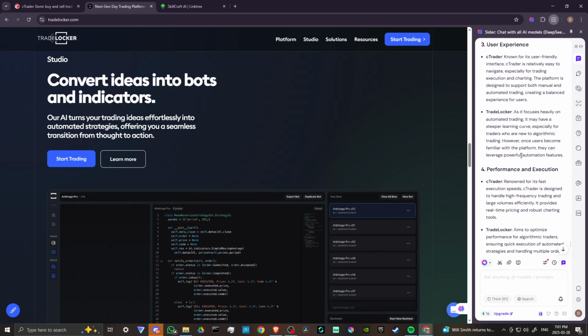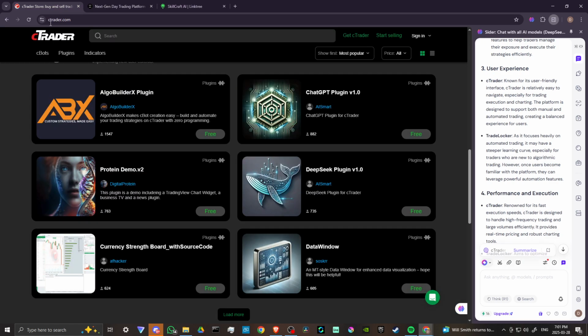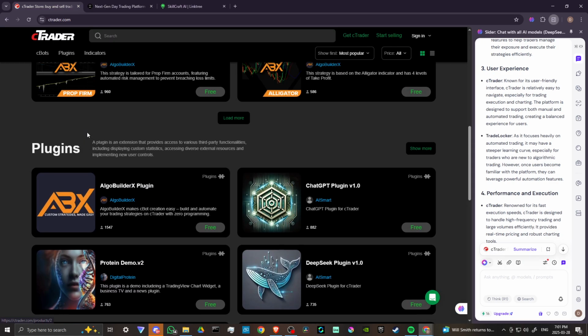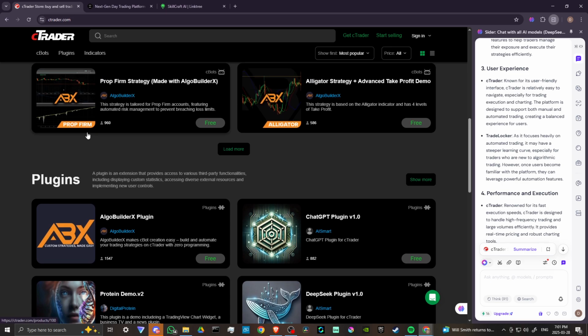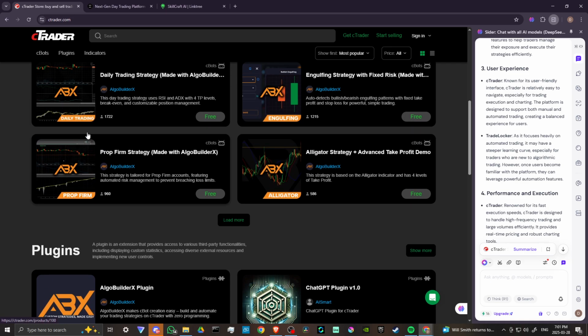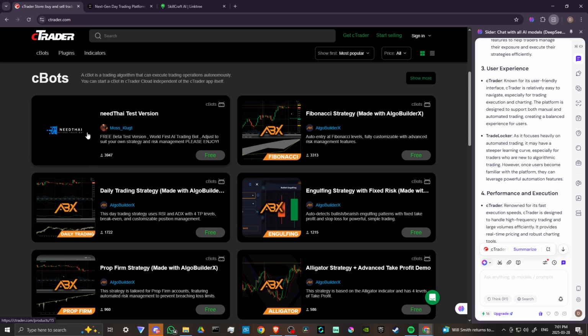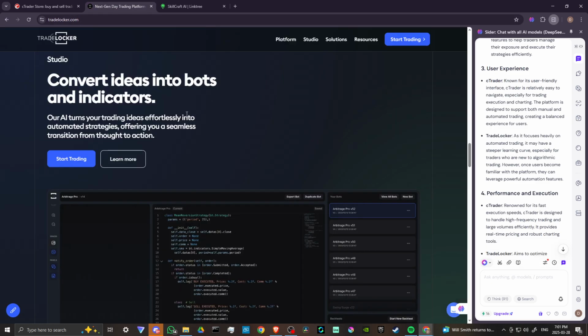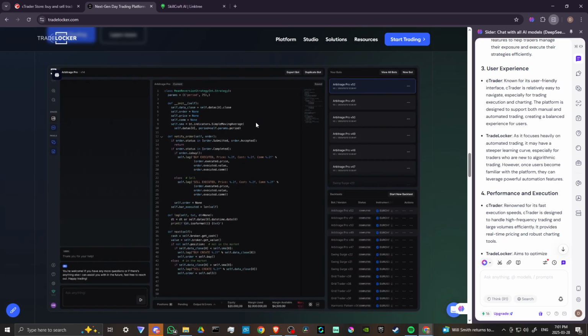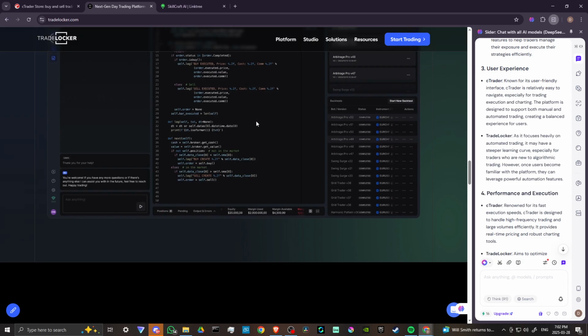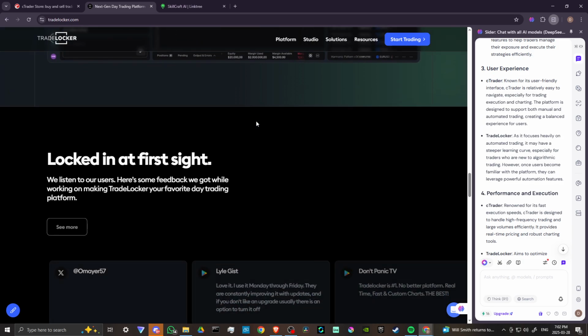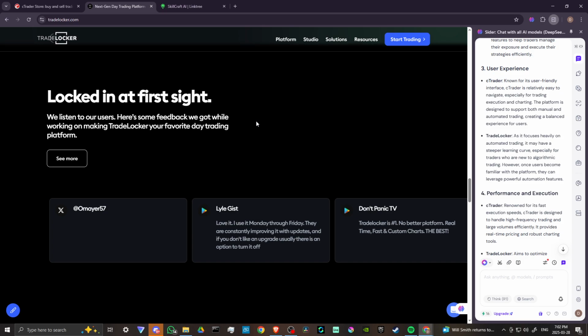Ctrader is known for its user-friendly interface and is relatively easy to navigate, especially for trading execution and charting. The platform is designed to support both manual and automated trading, creating a balanced experience for users. Tradelocker, as it focuses heavily on automated trading, may have a steeper learning curve, especially for traders who are new to algorithmic trading. However, once users become familiar with the platform, they can leverage powerful automation features.